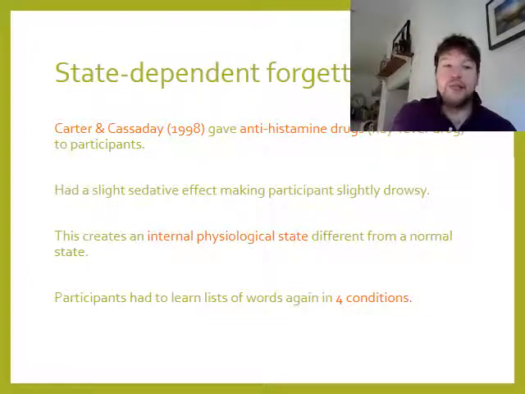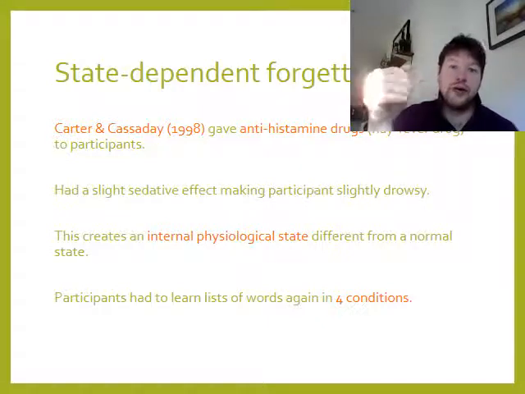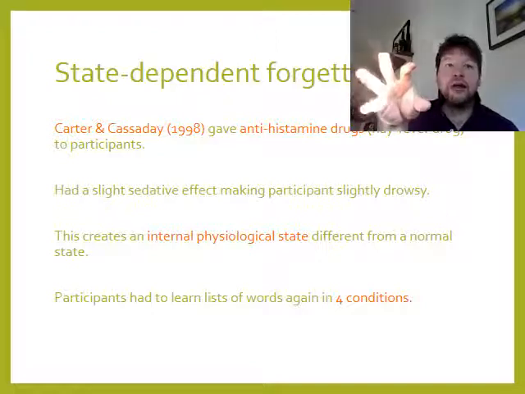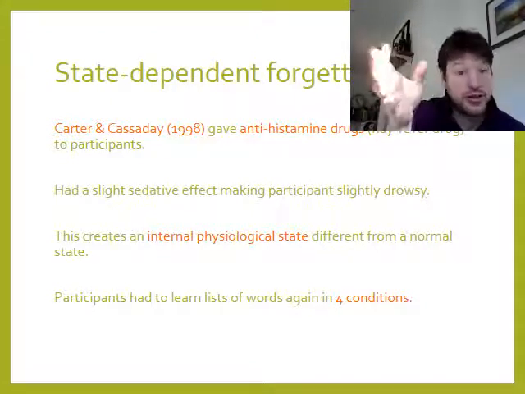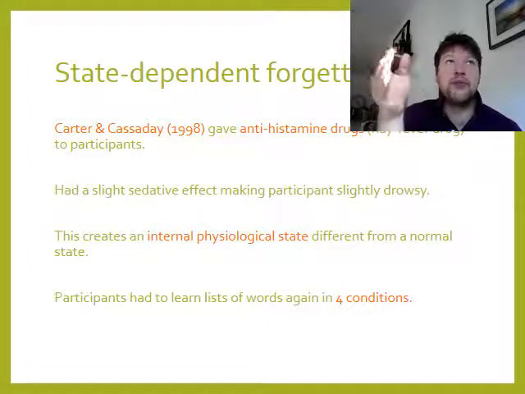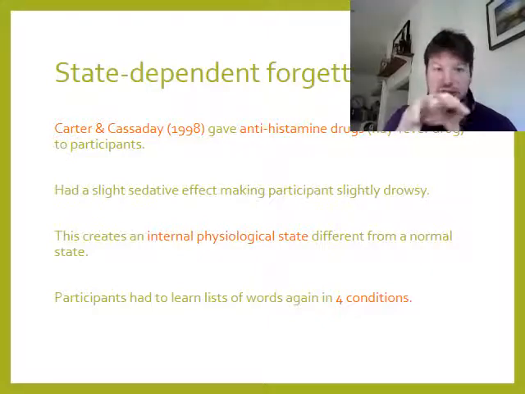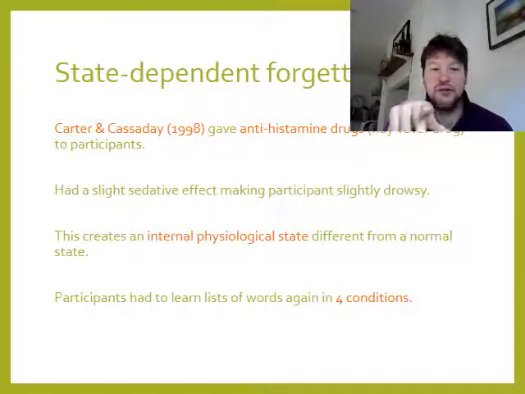Okay, second one, state-dependent forgetting. State here, you can see very quickly, is going to be your state of mind, what state you were in. You know, you're all way too young to drink, and I know none of you have touched a single bit of alcohol. But if you were to, you might only remember something when you were drunk, as you were last night, kind of thing. And that's this idea. So Carter and Cassidy, 1998, gave antihistamine drugs, hay fever drugs, to participants. They had a slight sedative effect.